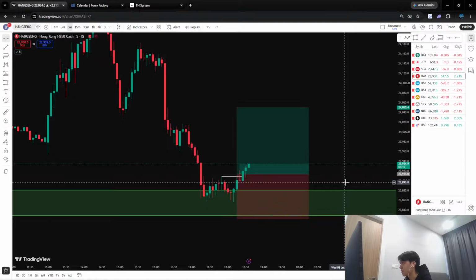Gold is at 4056. So gold is still going up. Don't worry about gold right now. Hang Seng is also going up. Hang Seng is profiting around 20 pips, right?